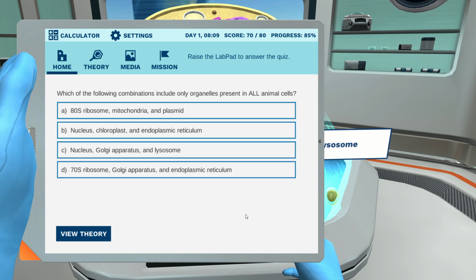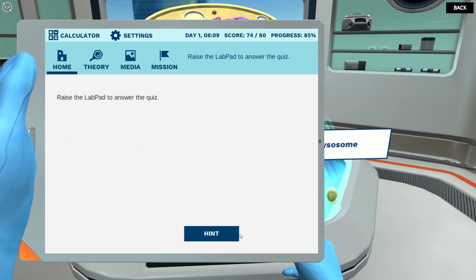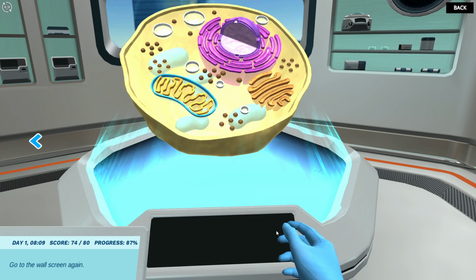Which of the following combinations include only organelles present in all animal cells? Option A, 80S ribosome, mitochondria, and plasmid. Option B, nucleus, chloroplast, and endoplasmic reticulum. Option C, nucleus, Golgi apparatus, and lysosome. Option D, yes. Go to the wall screen again.